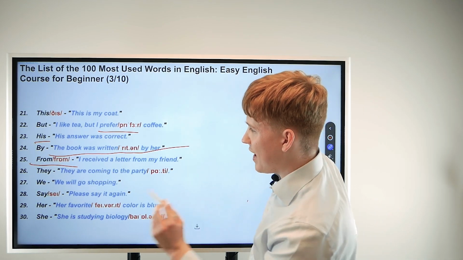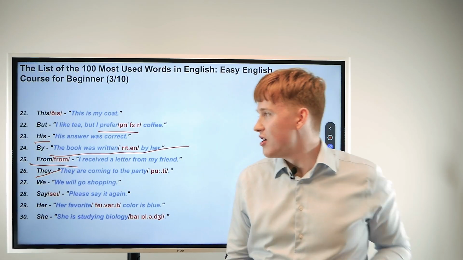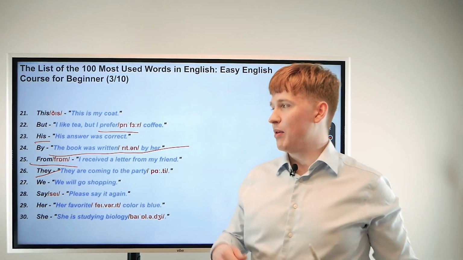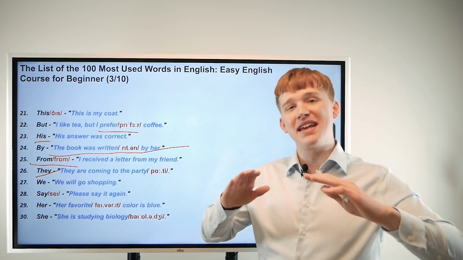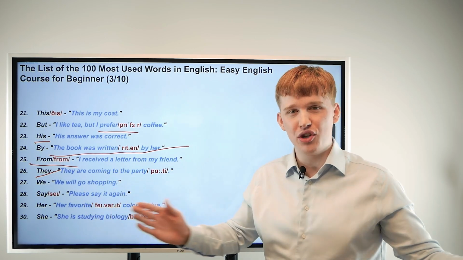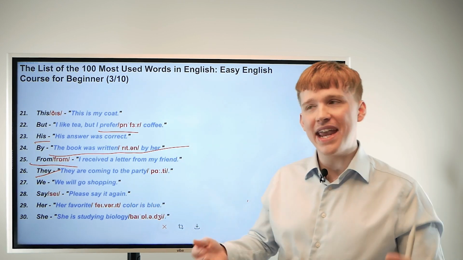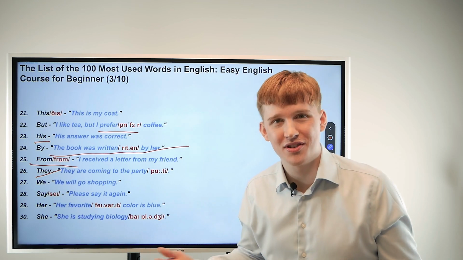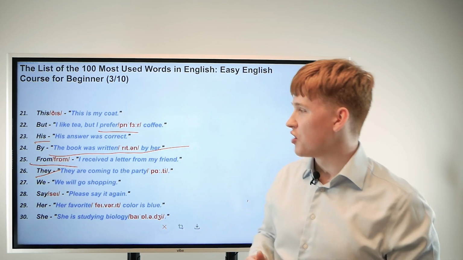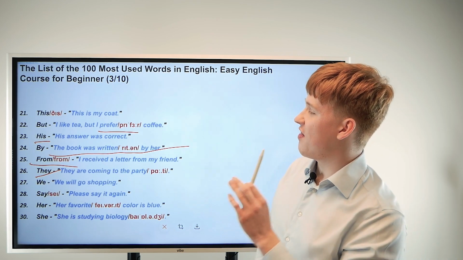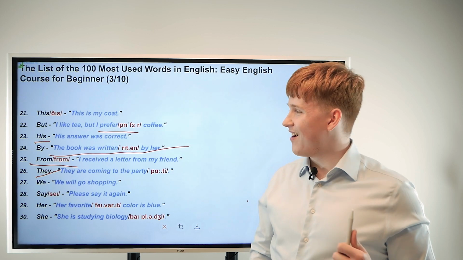Next up, we have they. They are coming to the party. So here we have he, she, it, and then we also have they. They means a group of people and you want to describe a group of people. So you want to say, they are tall. So maybe it's a group of people who are pretty tall. So yes, you want to say the word they. So they are tall, they are cool, they are awesome.